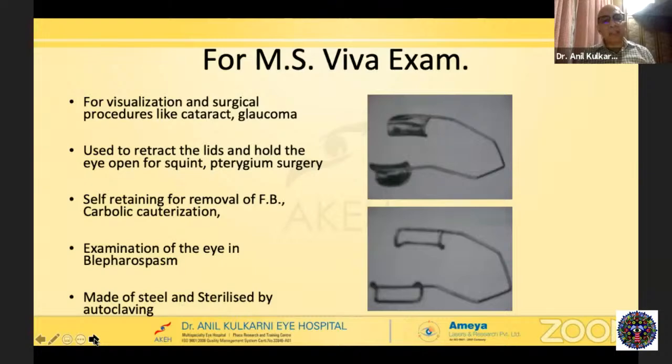It is used to retract the lids and hold the eye open for squint and pterygium surgery. It is self-retaining, used for removal of foreign bodies or cauterization. It is used in examination of the eye in blepharospasm. And it is made of steel and sterilized by autoclaving. So these are the additional points on which either the questions can be asked or you can remember them for talking in your table viva.